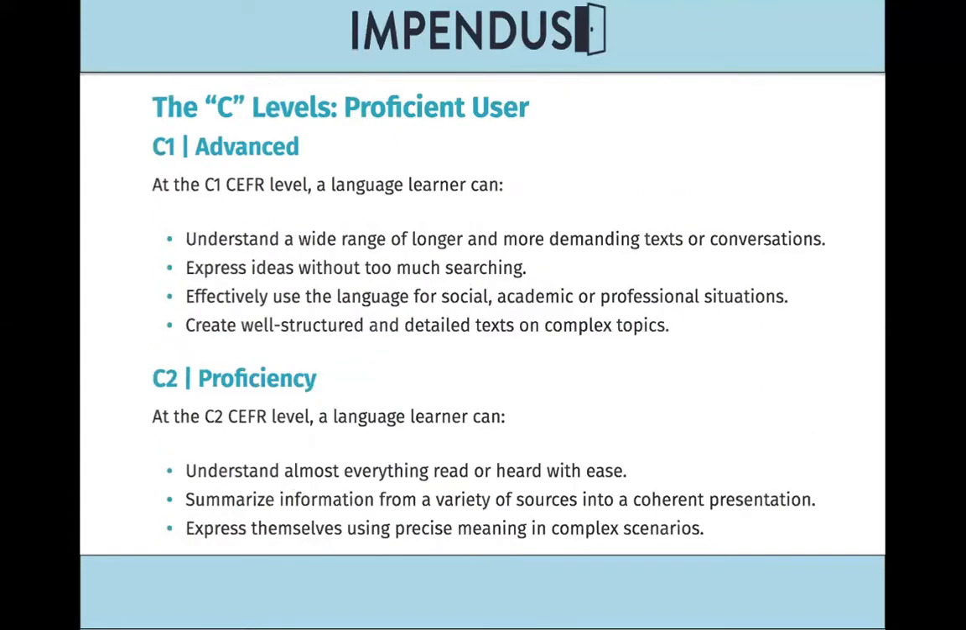Lastly, we've got the C levels. These are proficient user levels. As mentioned before, C1 is the world-renowned, globally known level of operational proficiency in business.